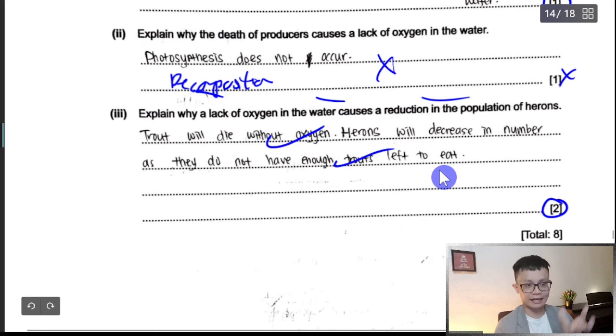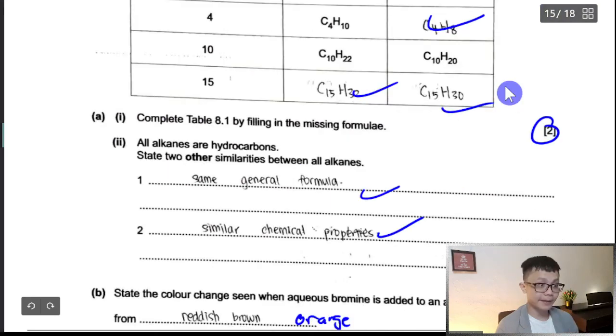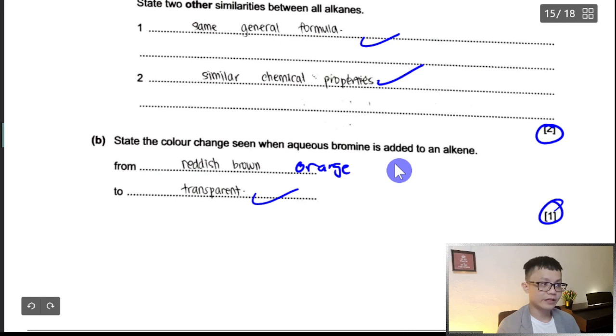Okay, you drew this correctly. Same general formula, same chemical properties. This is a very direct question. State the color seen from the acrylbromide alkane. So it will be from orange to colorless. So I just give 1 mark for this question.